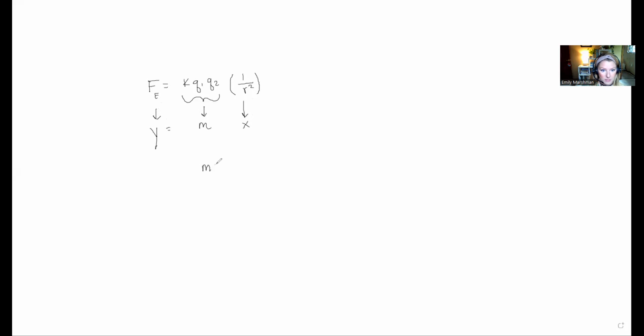And the slope from our graph was 0.6291. You might have something different if you chose different values for Q1 and Q2. That slope has to be equal to K Q1 Q2. In our data, Q1 was 7 times 10 to the -6 coulombs, and Q2 was 10 times 10 to the -6 coulombs. We're just using the absolute value for the charge here because we're not worried about the direction of the force. So I'm going to set that equal to K times 7 times 10 to the -6 coulombs and 10 times 10 to the -6 coulombs.